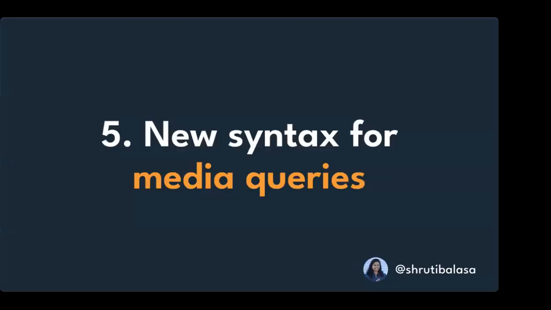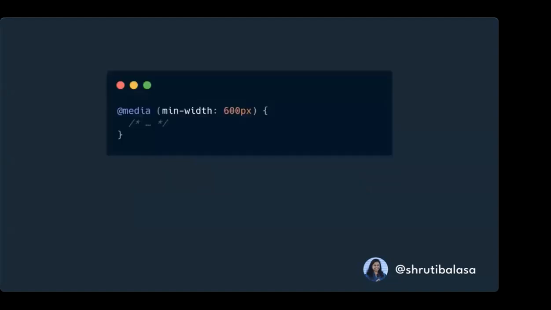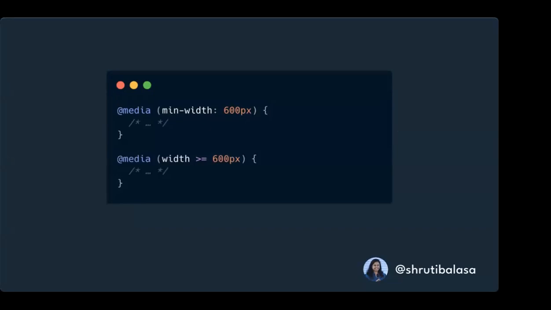Yeah. So the fifth and final feature is new syntax for media queries. This is not as major as the other four that I've spoken about, but I really feel it's a good enhancement for developers. It increases the developer experience, if not the user experience. So earlier, if you had to target all devices of width greater than 600 pixels, you'd say at media, min-width 600 pixels. But now what you can also do is use these greater than, less than, equal to symbols and say width greater than or equal to 600 pixels.